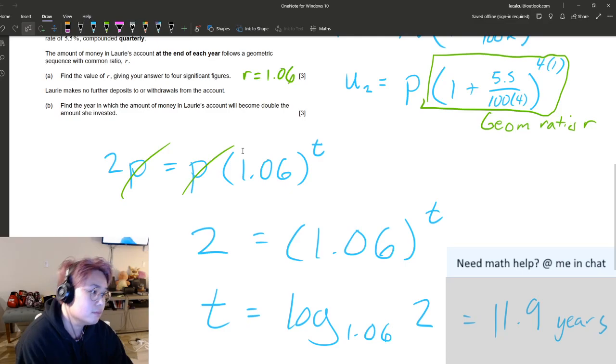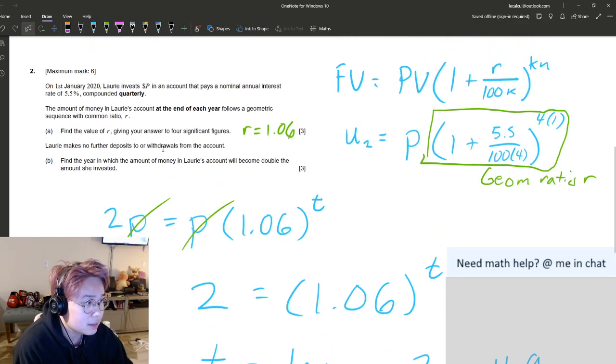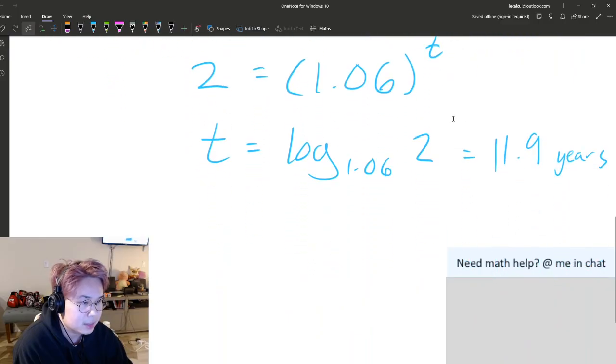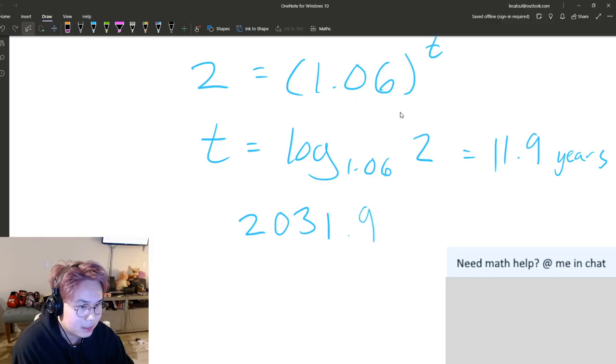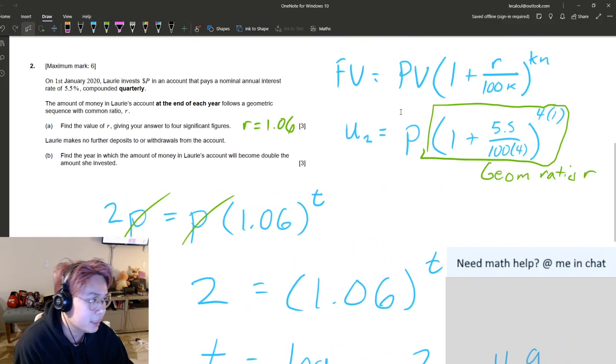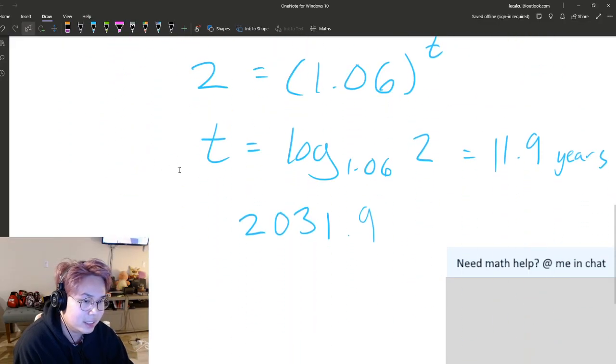And then just always make sure you're answering the question. They want to find out what year this is happening, and she started investing in 2020. So 11.9 years later is 2031.9. But essentially, I went over this last time, what year is it going to happen? It's going to happen in 2031, later in the year, but it does happen.